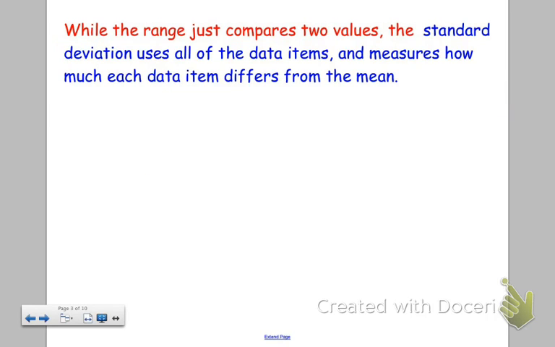Now, the range is helpful in that it compares the lowest and highest values and gives us a spread. But the disadvantage is that it only compares two values, that highest one to the lowest one. Okay? We're also going to look at something called standard deviation. Standard deviation is really nice because it uses all of the data items and it measures how each data item differs from the mean. Okay, so let's highlight that. Standard deviation measures how each data item differs from the mean.